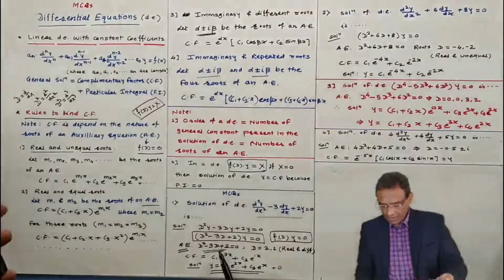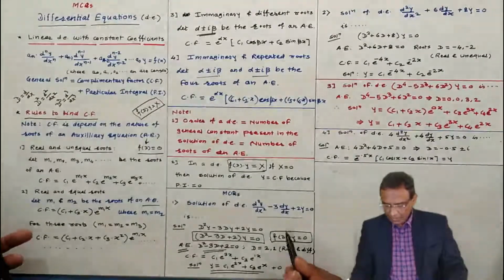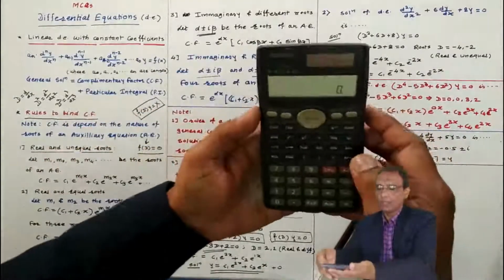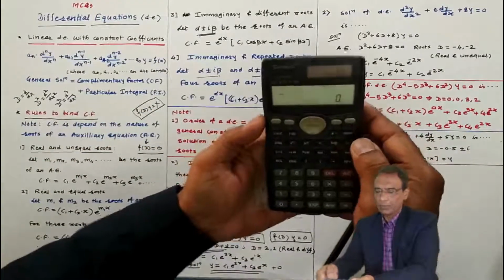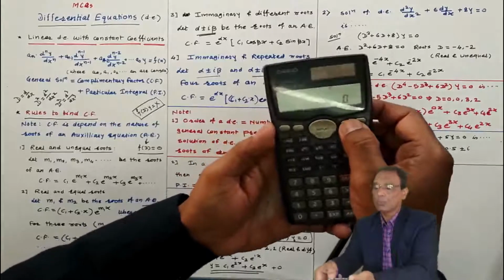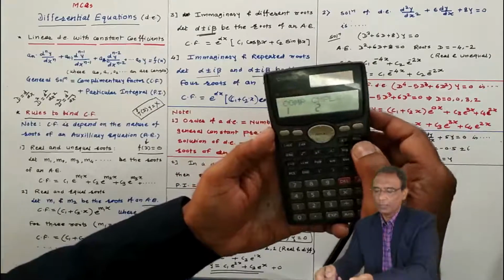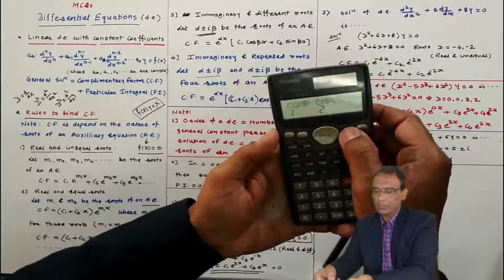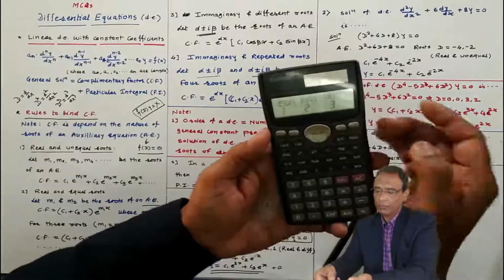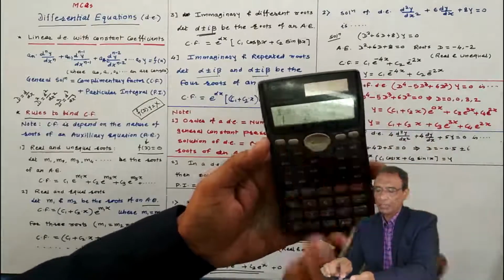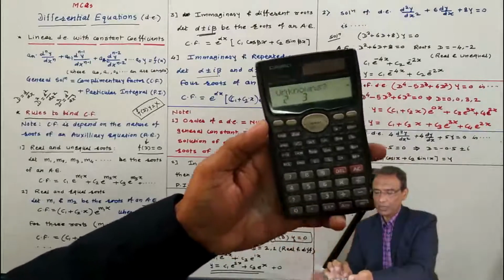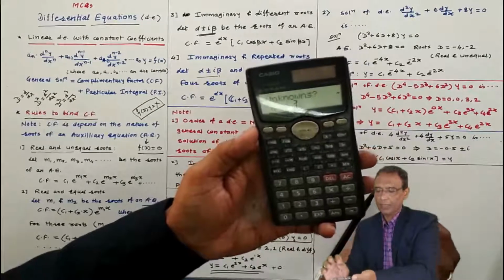Now d square minus 3d plus 2 means the coefficient of d square is 1. First of all, I have to select the equation mode, so I am pressing the mode button. The equation function is not there yet, so I press mode again. Now EQN, equation, is there. The equation corresponds to 1, so I press 1.